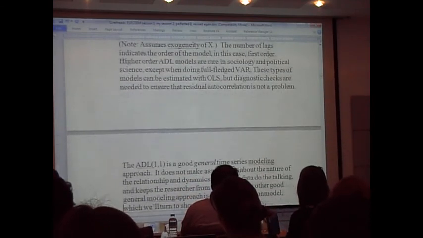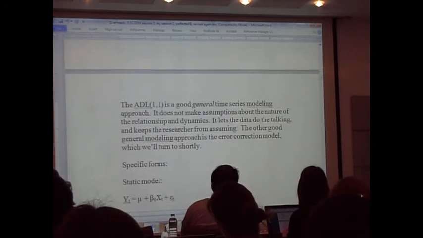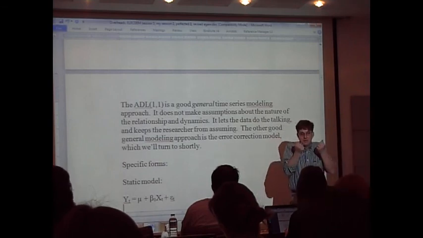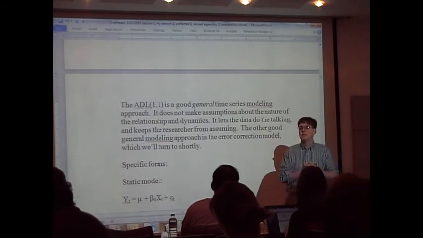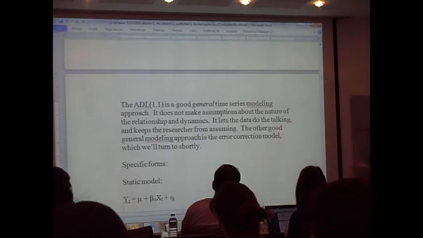Okay, these kinds of models can be estimated with OLS, but it's all about the residuals, right? That's the one great thing that ARIMA has left us: an obsession with residuals, okay? So let's always go back to the residuals. It's another great thing about time series.